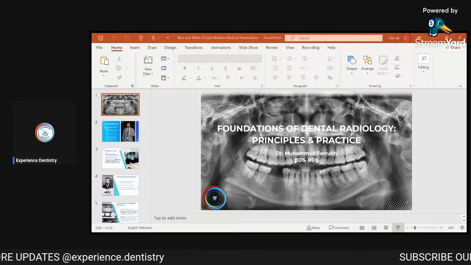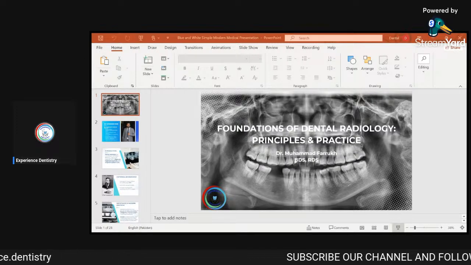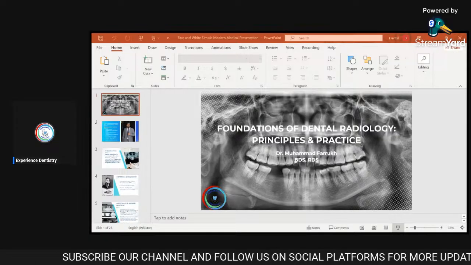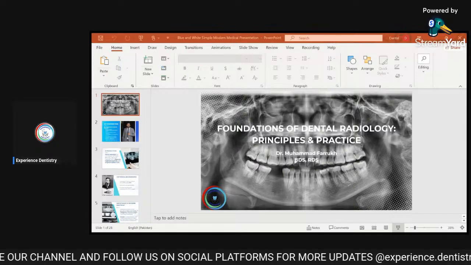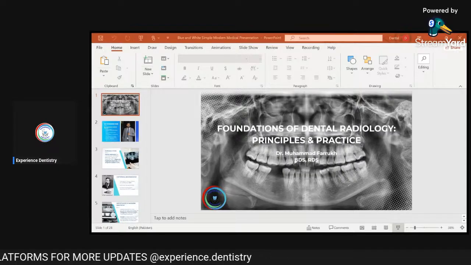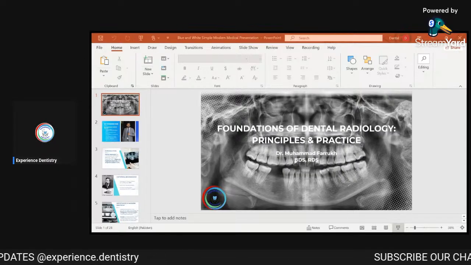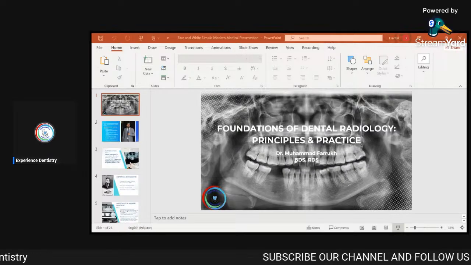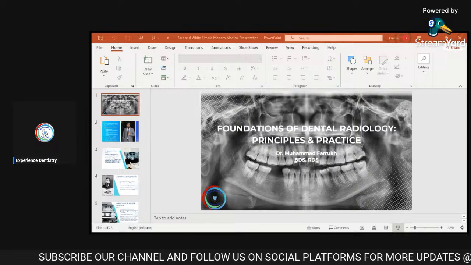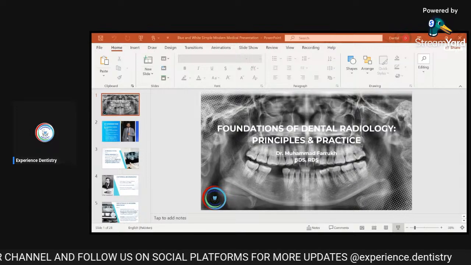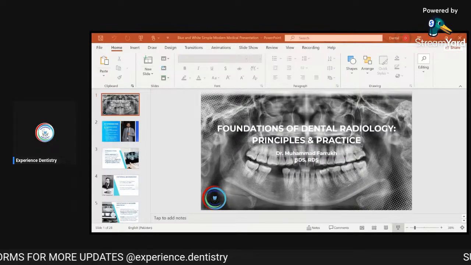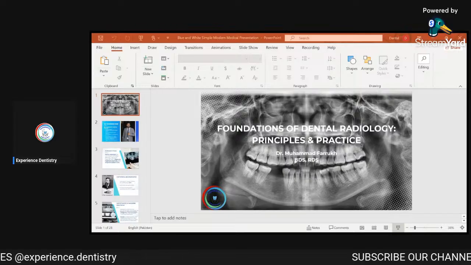Coming towards today's topic, let's start with the name of Allah Subhanahu wa Ta'ala. The first thing, when we discuss dental radiology, is its introduction. Dental radiology is a cornerstone of modern dentistry and plays an essential role in diagnosis, treatment planning, and long-term patient care. It plays an integral part in our day-to-day practice when diagnosing a case, making a treatment plan, and going for any kind of surgery.